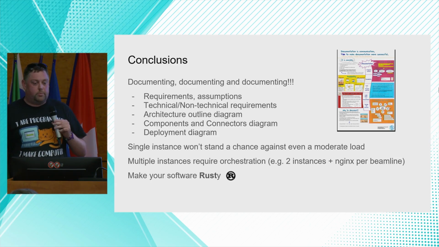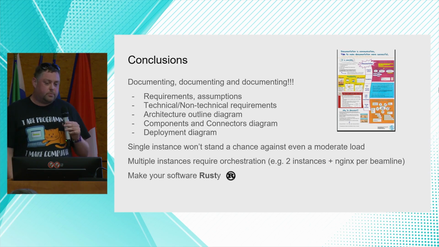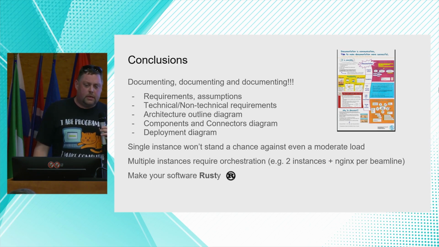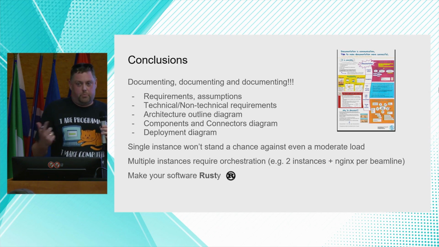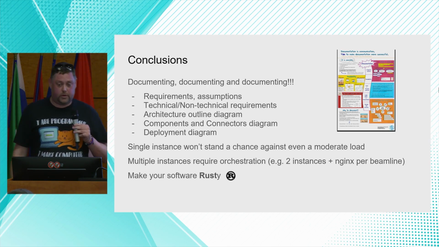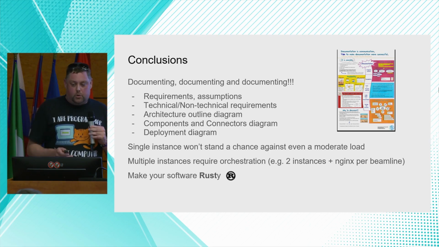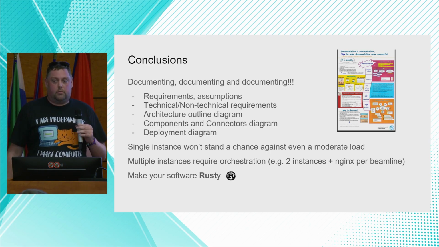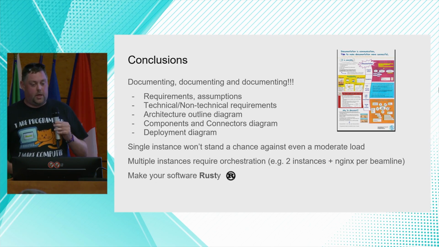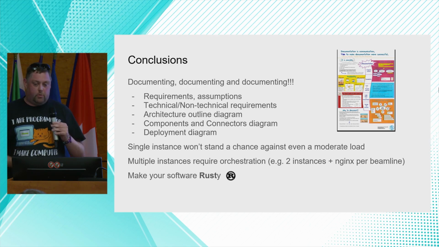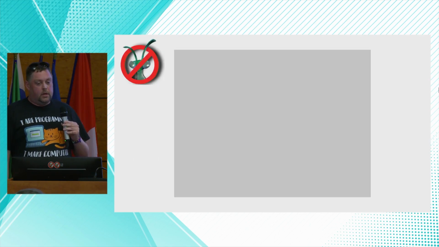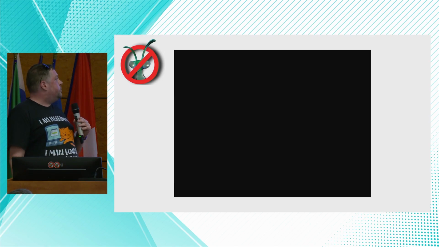And talking about performance and web applications, the rule of thumb would be that a single instance won't stand even a moderate load. So probably the best would be to have at least 2 instances and a load balancer in front of them, which means that you have more components to manipulate, and you will probably need some orchestration tool or solution. And if I were to start a new project now, especially on the back end, I would definitely go with Rust.